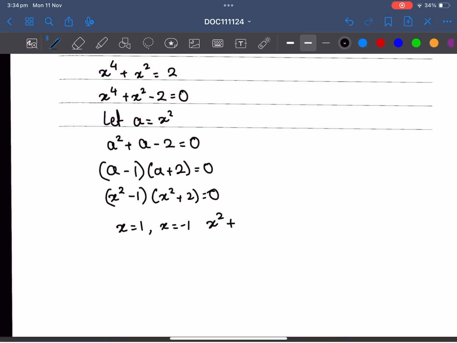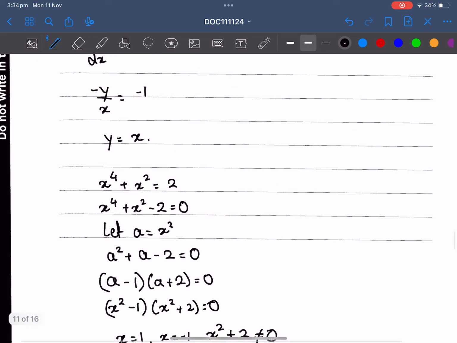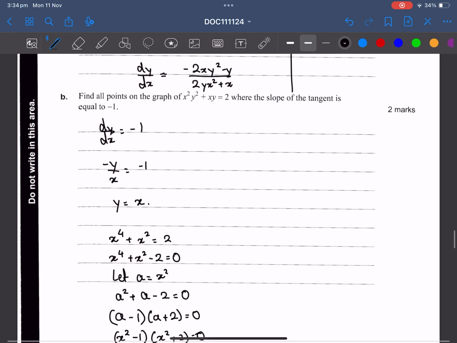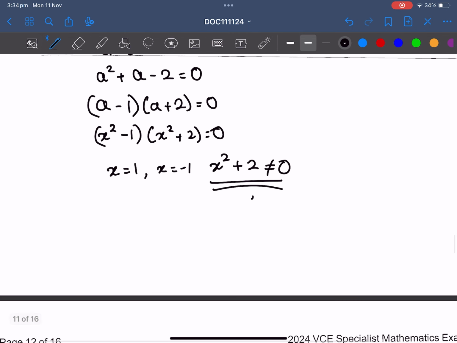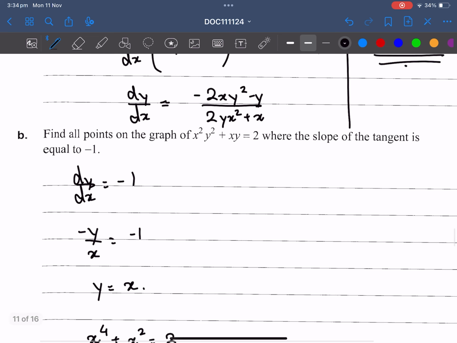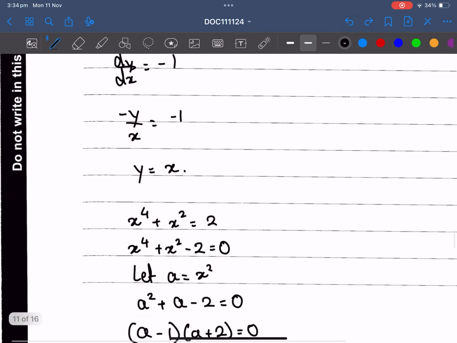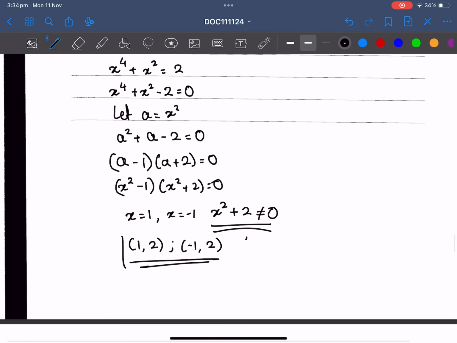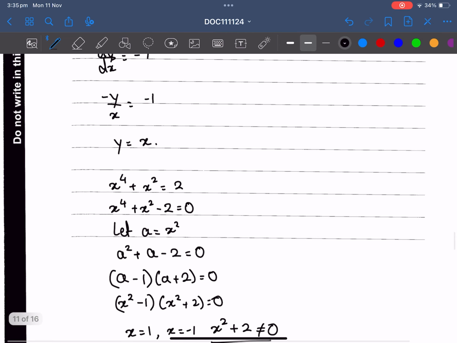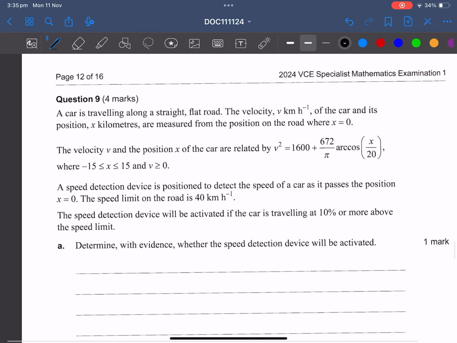x squared plus 2 cannot be 0, right? Okay. So in that case, our answer is going to be (1, 2) and (negative 1, 2), because no matter what we put in here, we'll always get 2. So yeah, this is going to be our answer. Okay, let's move on to the next question.